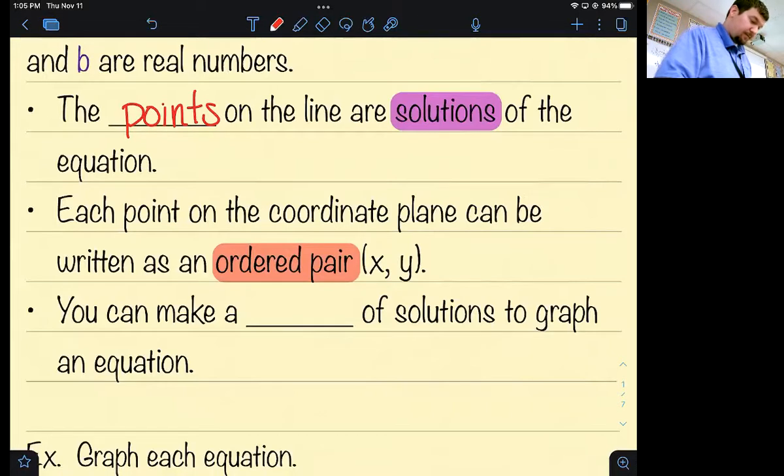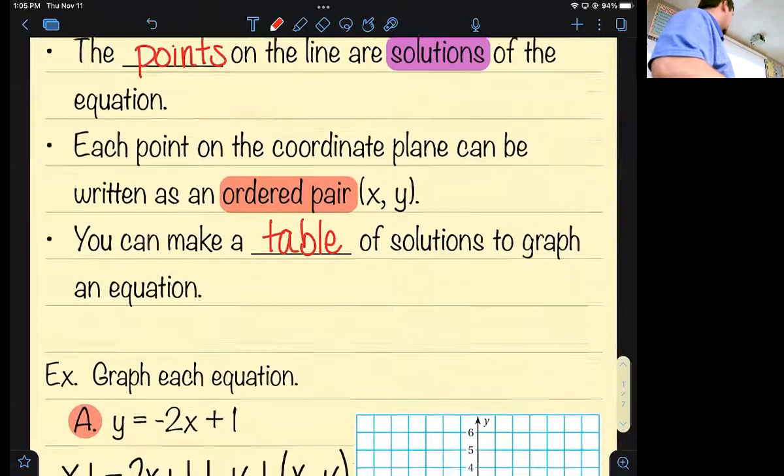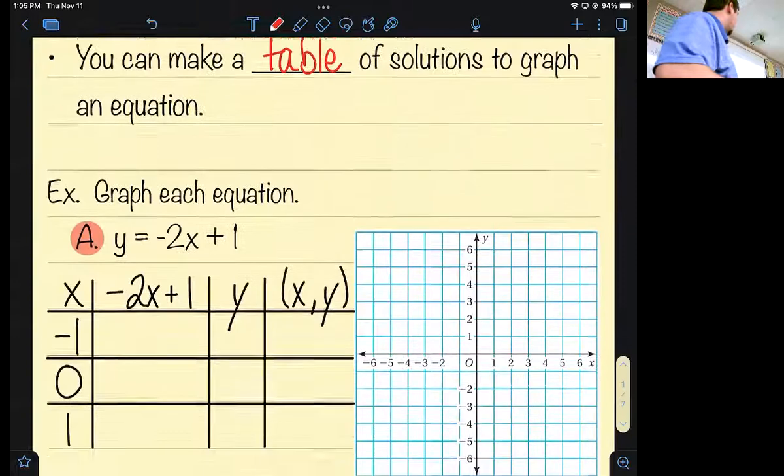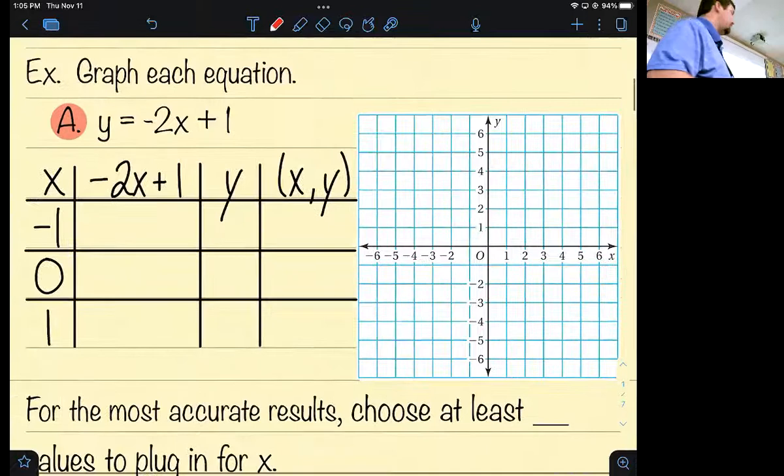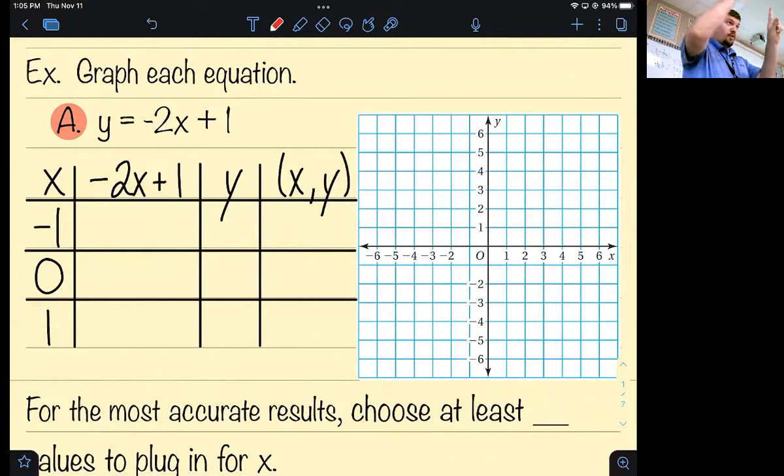You can make a table of solutions to graph an equation, like we're going to do here for this one. This is the equation y equals negative 2x plus 1. So to graph a line, you need at least 2 points. Because if you have 1 point, you could draw a line that goes any direction through that point. But if you have 2 points, boom, you just set the direction right there.